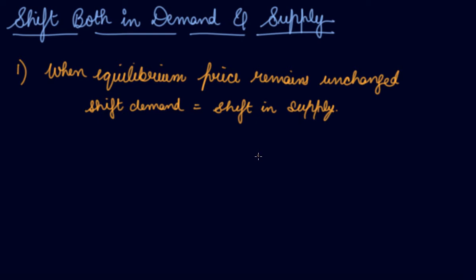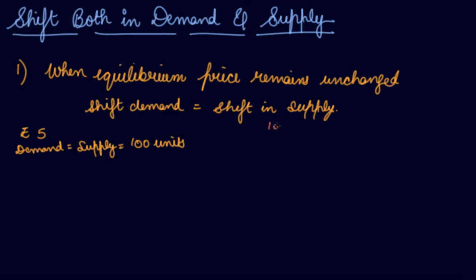Suppose the equilibrium price of a good is ₹5 and equilibrium demand and supply is 100 units. Further, suppose that at this price both demand and supply shift by 10%. Supply increases from 100 units to 110 units, and demand also increases from 100 units to 110 units. It means that at ₹5 per unit, demand and supply are once again equal.